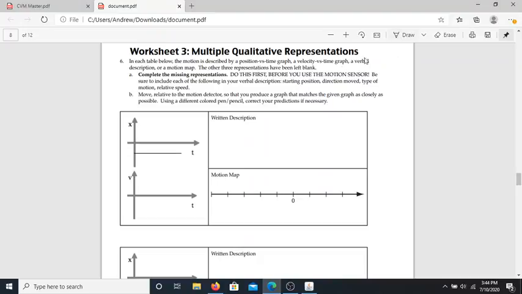Now, your first task is we're going to do this one together. And then the second one, you'll do a little guided practice, as much guided as you can, remotely. For the first one, you'll notice that in each of these scenarios, it's going to give you one of the 4 options. One of the 4 will be completed, and your task is to fill out the other 3. Right now, it gave us the position time graph. It didn't tell us anything about the velocity time graph or the motion map or the written description. We're going to have to figure that out ourselves.